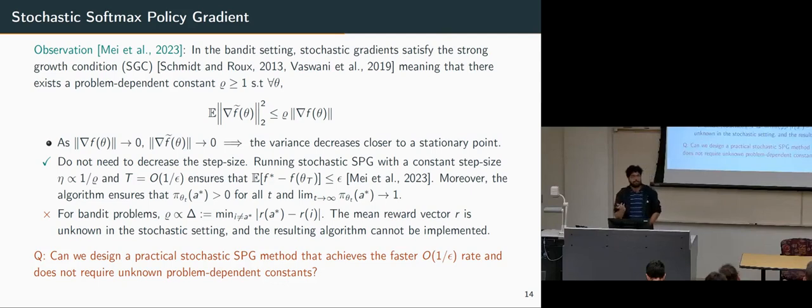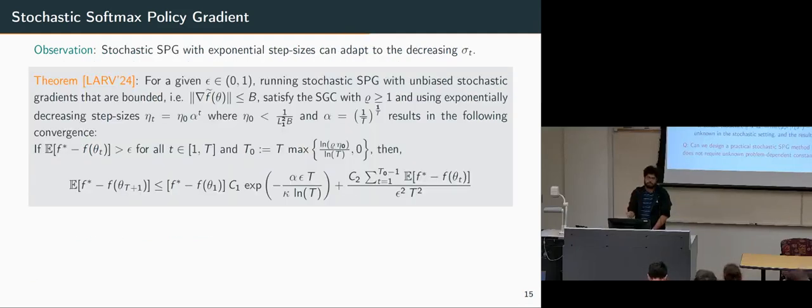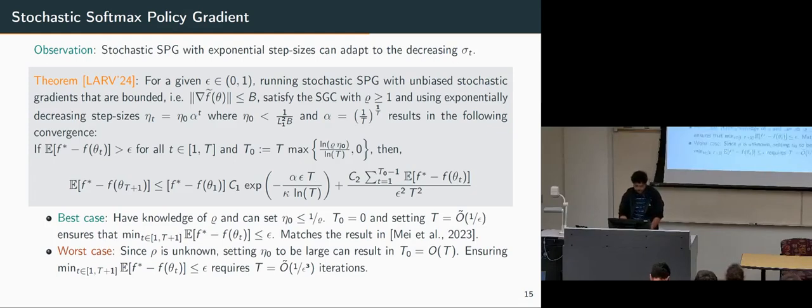Okay, so same question. Now, can we take the algorithm that we have designed, the one which uses these exponential step sizes, and show that it can achieve a faster 1 over epsilon rate? We know that the algorithm is adapting to the variance going down, so maybe by just doing a more careful analysis, we can get convergence at a 1 over epsilon rate. And this theorem does say that: if you have knowledge of rho, then you will get the 1 over epsilon rate.